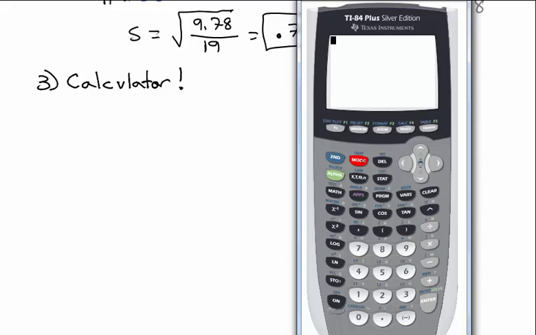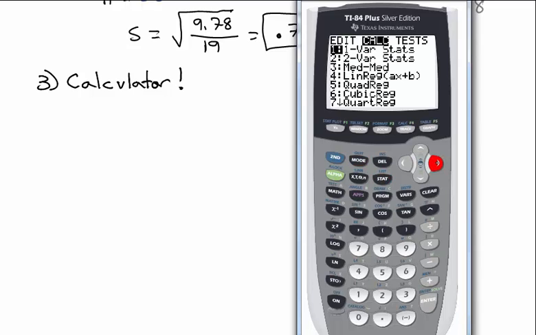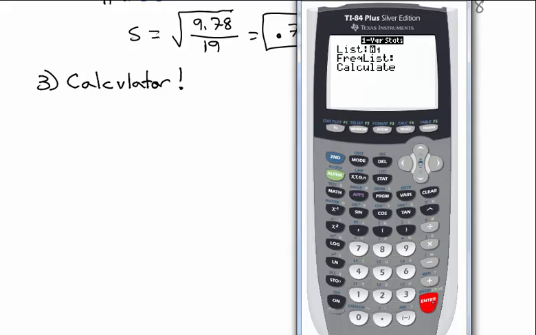The way we calculate those statistics is we go back to Stat and scroll over to Calculate. The first option there says one variable statistics. Hit Enter. It's going to ask you what list you want. If you hit second and then the number 1, it'll stick list 1 there. Don't worry about frequency list and go ahead and hit Calculate.